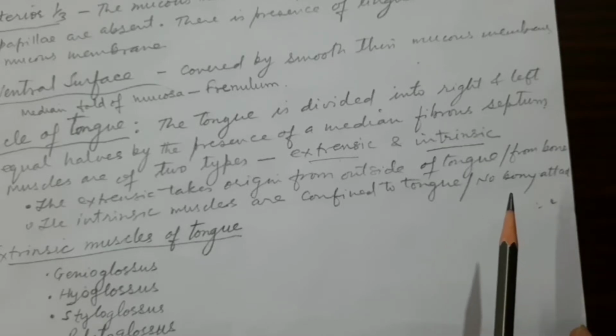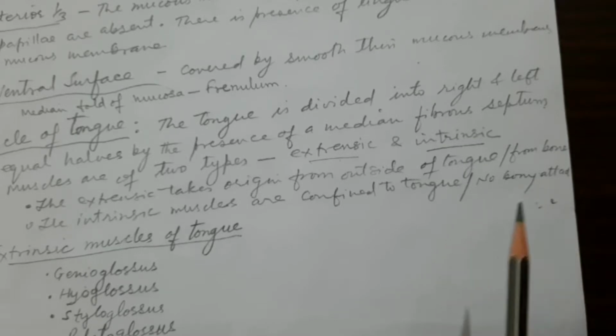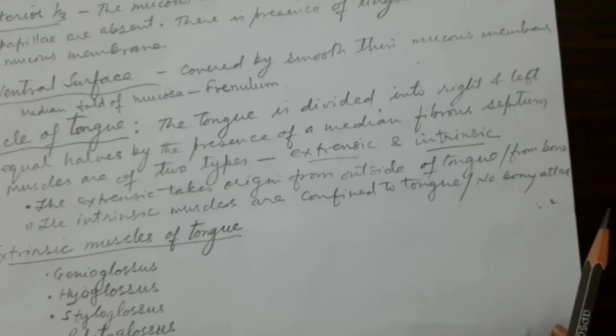So one of their ends, that is the origin, is attached to the bone, while the other end is attached to the mass of the tongue, which is non-bony. It is not attached to the bone.